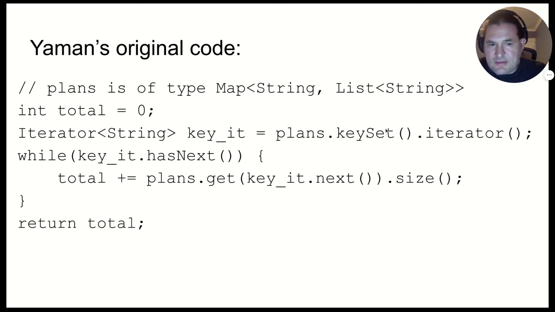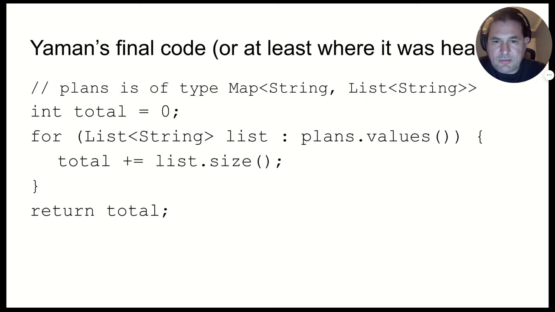We take the keys, we make an iterator, we have this while loop here. So while we have more stuff, we're going to take plans, we're going to do a get on whatever the next key is. So that's going to get us back a list, and then we'll just take its size and add that to total. This works, but Yaman kind of knew this, this is not the most elegant way to do this. There must be a better way, and so there is.